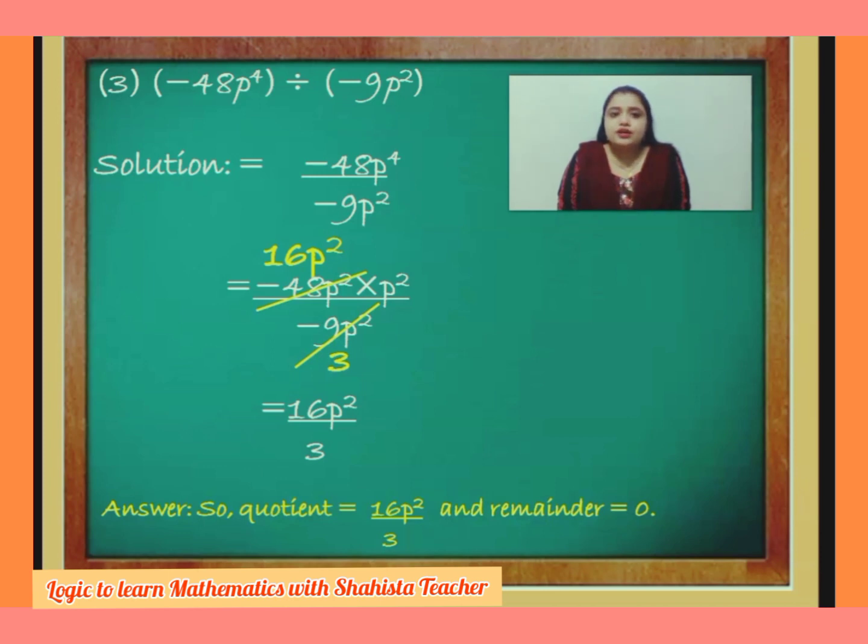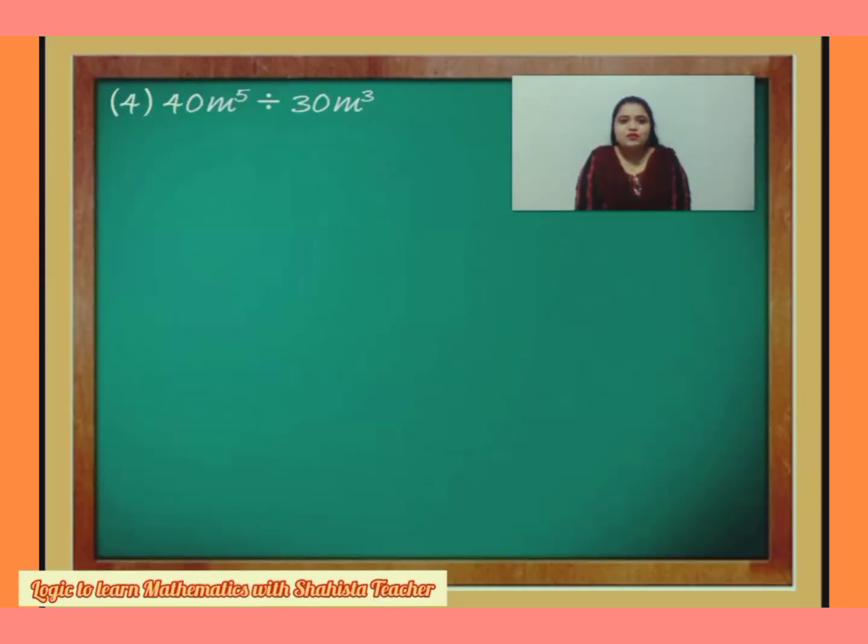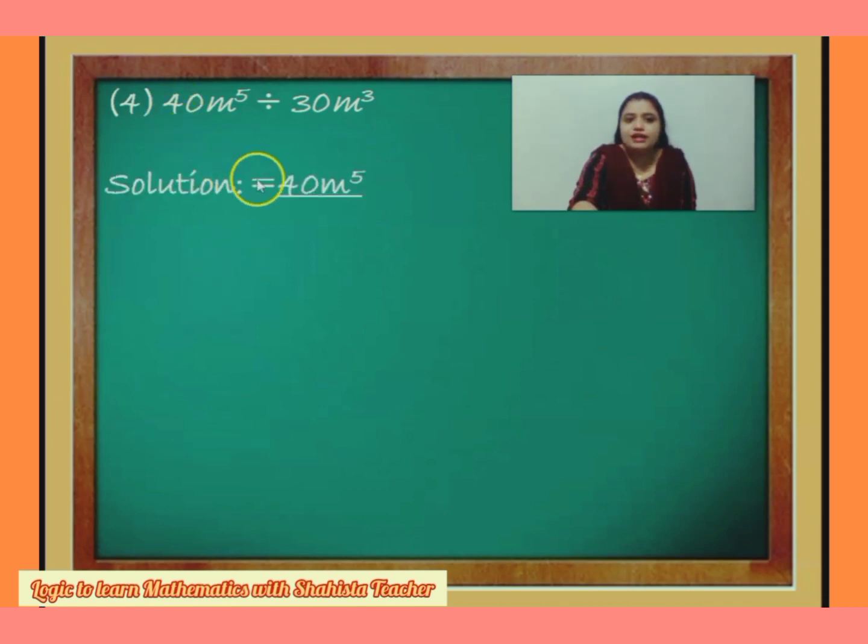So let's solve question number 4: 40m raised to 5 divided by 30m cube. Here 40m raised to 5 is the numerator and 30m cube is the denominator. Simply we have to divide these two terms. So for the solution, we write 40m raised to power 5 with denominator 30m cube.